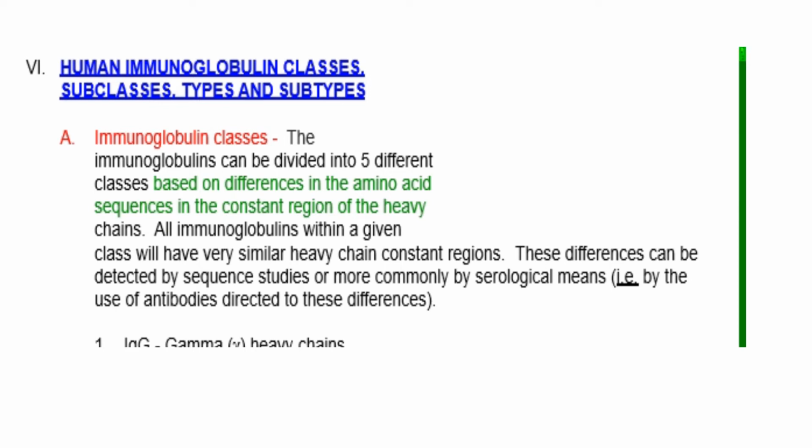Immunoglobulin G subclasses include 4 types: immunoglobulin G1, G2, G3, and G4. Immunoglobulin A subclasses include IgA1 and IgA2.